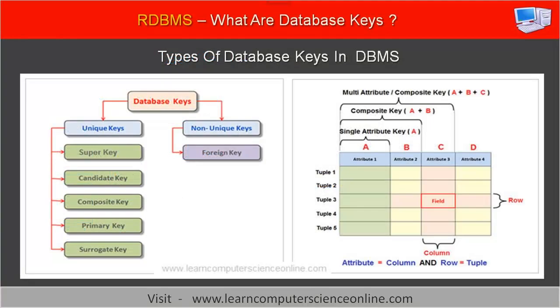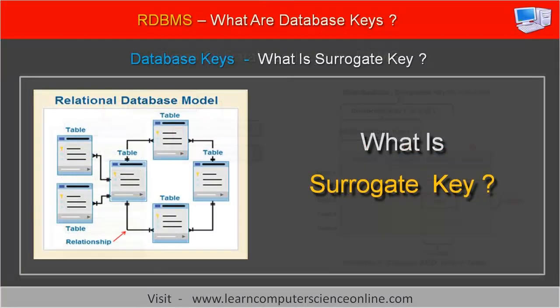The composite key is defined as a database key that consists of more than one prime attribute. The database designer uses the composite key option when a single attribute database key option is not available. In such cases, the composite key option is used as a database key. Let us now understand what is a surrogate key.